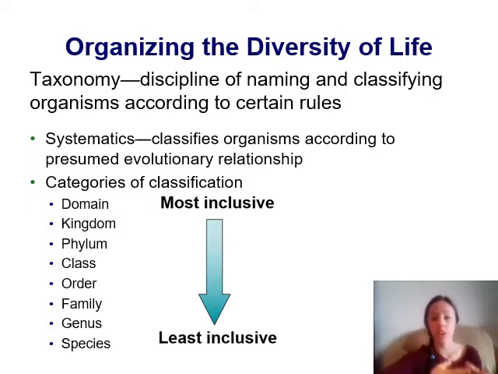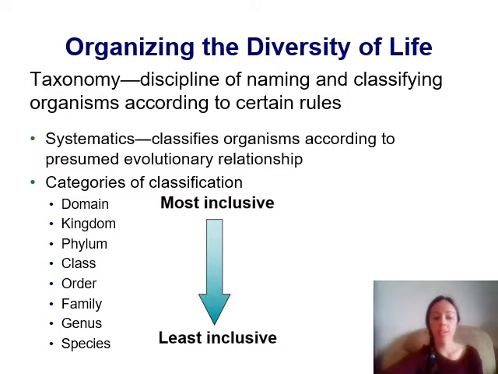Scientists are focusing mainly on those evolutionary lineages. Systematics is classifying organisms based on those lineages. You can remember the classification of organisms by a simple mnemonic: Dear King Philip came over for good soup. That is domain, kingdom, phylum, class, order, family, genus, and species.